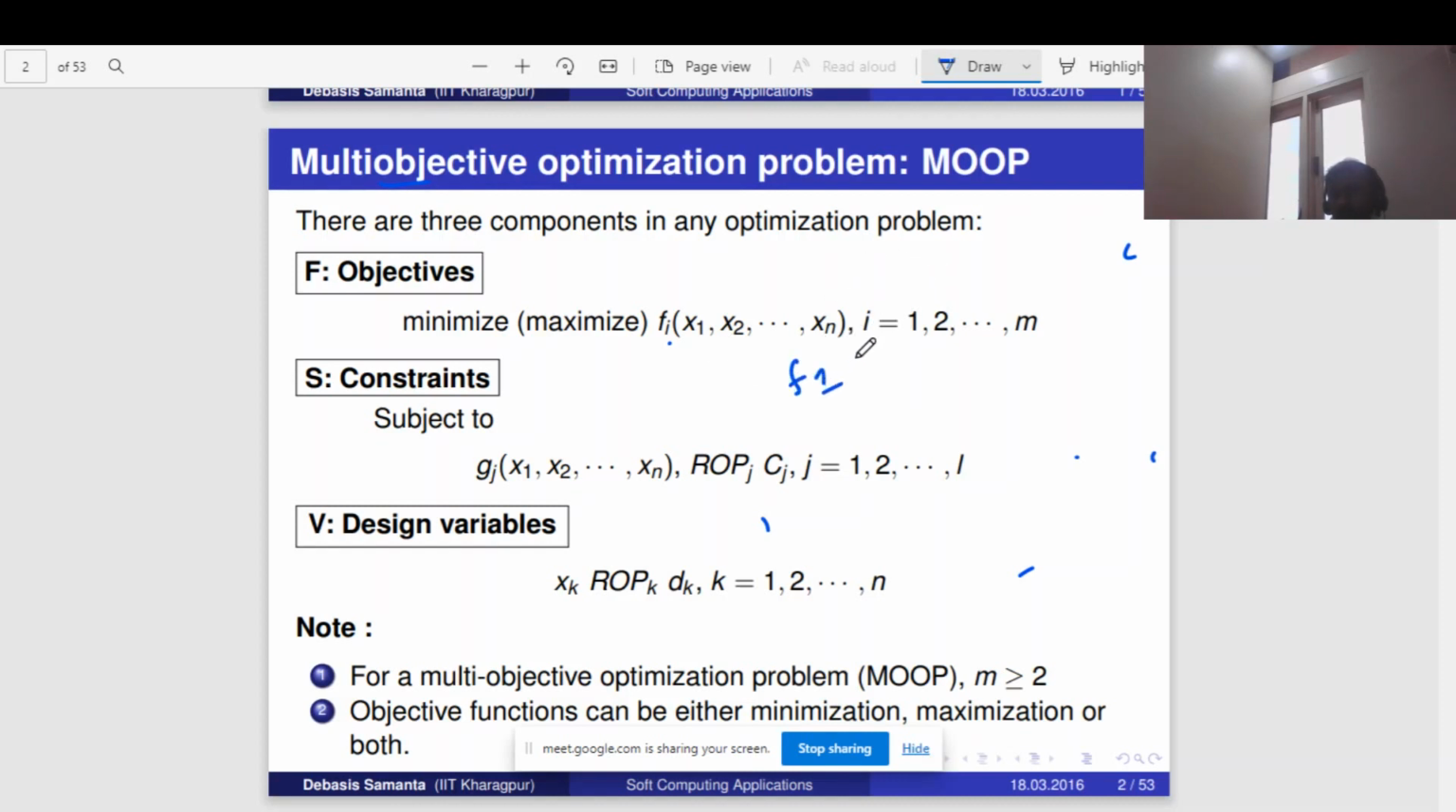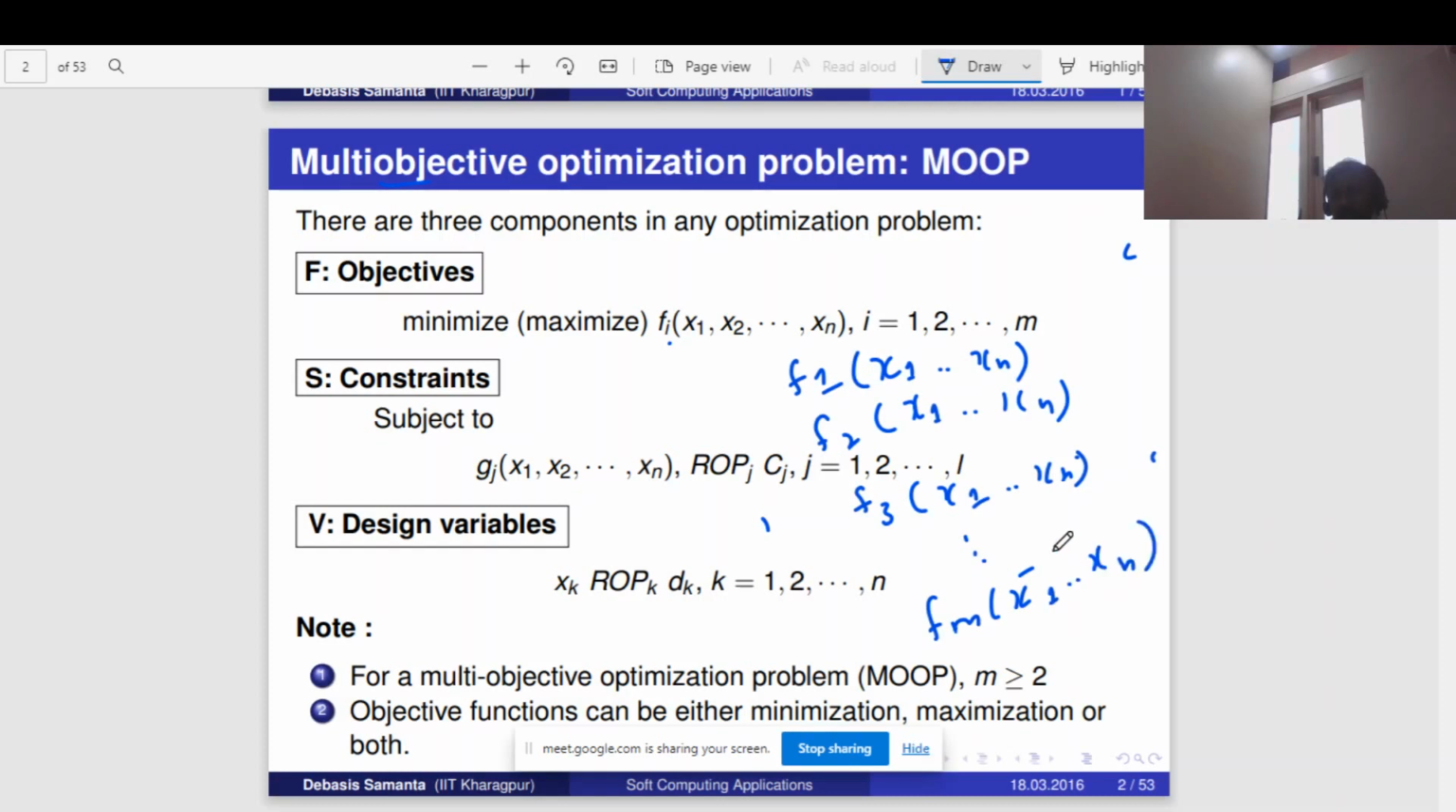There is a function f1 which ranges from x1 to xn. There is a function f2 which ranges from x1 to xn. There is a function f3 which ranges from x1 to xn, so on and so forth up to fm we have. Okay, so if m is 5, then you will have 5 functions. If m is 3, you have 3 functions. Now we have more than one function, and each of these functions you may have to maximize or minimize. Some of these functions should be maximized, some should be minimized depending on the problem.